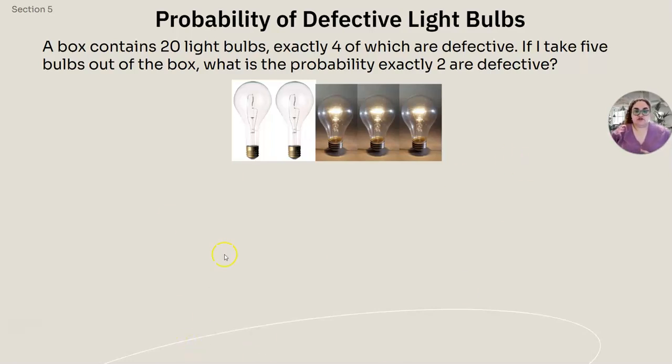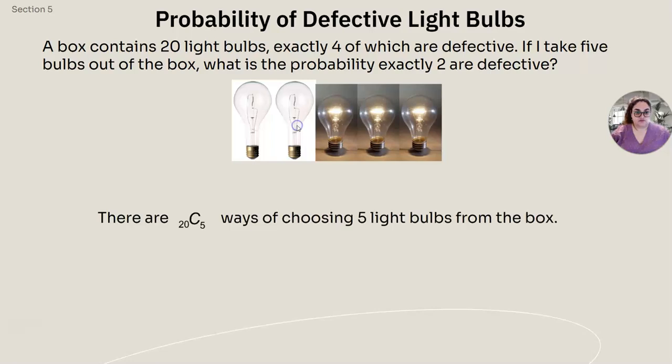So I put a picture on here so you can see the slots that we can fill in. So we're choosing 5 light bulbs. So here each light bulb represents one of those 5. Now I know that 2 of them are defective. So the probability of that 2 being defective, the probability of choosing 5 light bulbs out of the box is 20 choose 5. There are 20 choose 5 different ways of choosing these light bulbs.